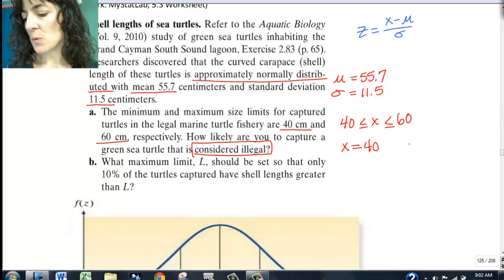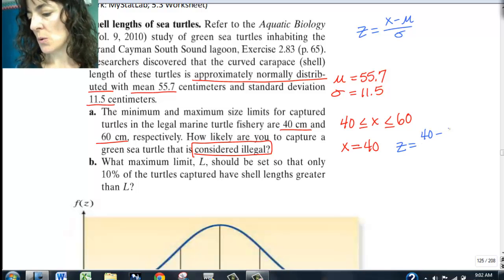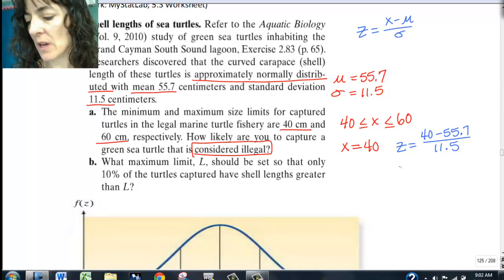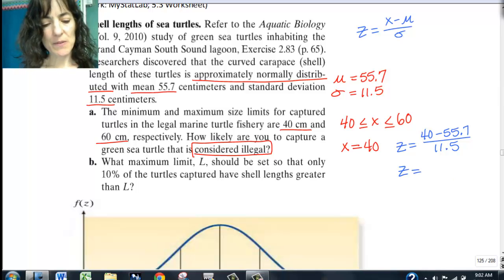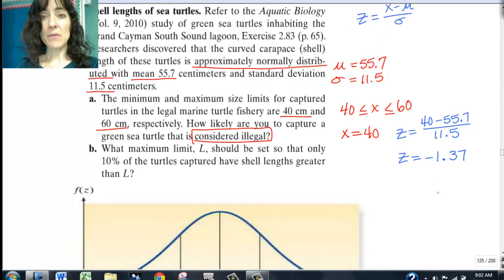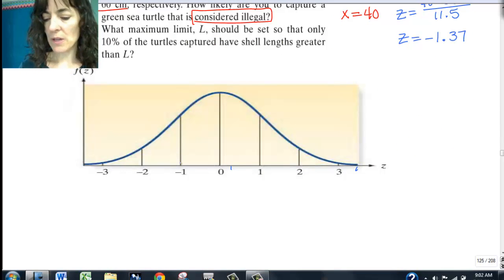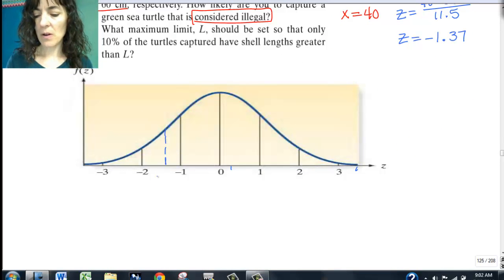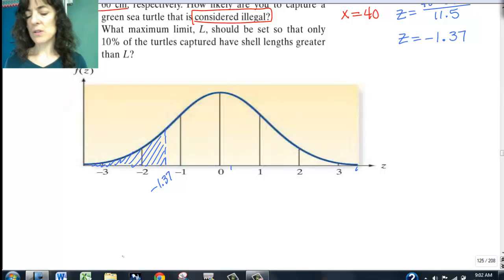So for the x equals 40, the minimum size, we would do z equals, plug in that 40, plug in the mu, so 55.7 over the 11.5, and then when I calculate that, 40 minus 55.7, and then do the division by 11.5, I end up with negative 1.37. Now that's a value for z, so I can put it down here on my picture. It's about right here, negative 1.37. And I am considering turtles outside of that interval, so the ones off to this side.